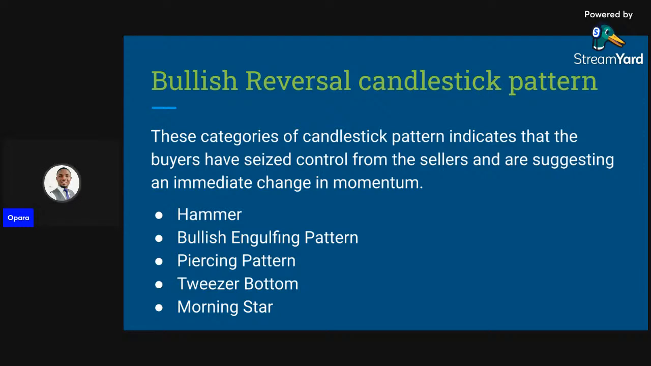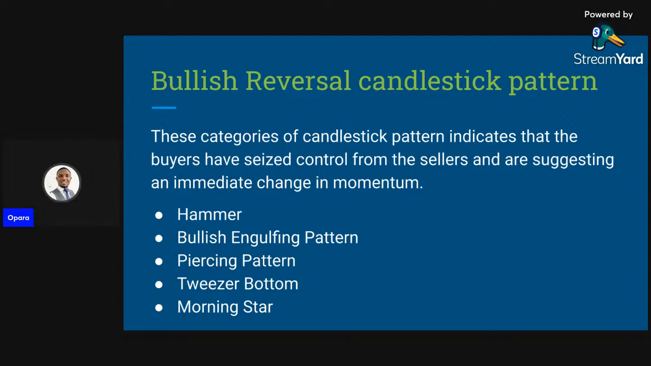So there are certain candlesticks that, once you see them, inform you that the downtrend is about to be over. Prepare for an uptrend. That's what they call the bullish reversal. They always tell you the downtrend is over and an uptrend is about to start. Now we have different types of bullish reversal candlesticks. We have the hammer, the bullish engulfing pattern, the piercing pattern, the tweezer, and then the morning star.